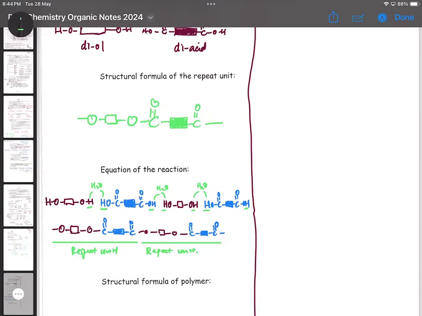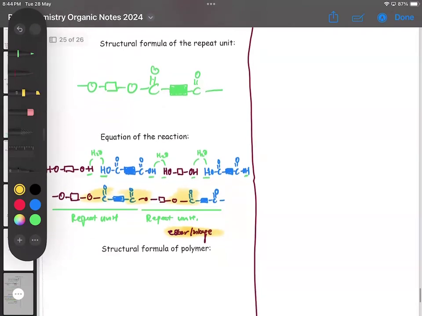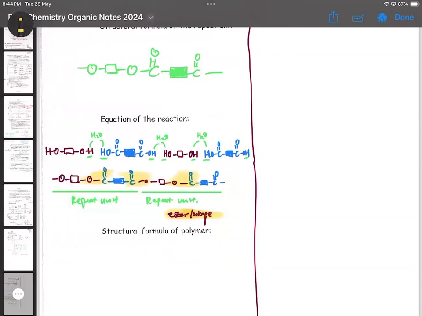Basically, it's just dropping hydrogen from the alcohol, dropping OH from the acid, and then just joining them up. Maybe all the highlighted parts. Yeah, actually the ester linkage. Whatever we highlighted over there is actually the ester linkage. So for the structural formula, we'll just take the repeat unit.